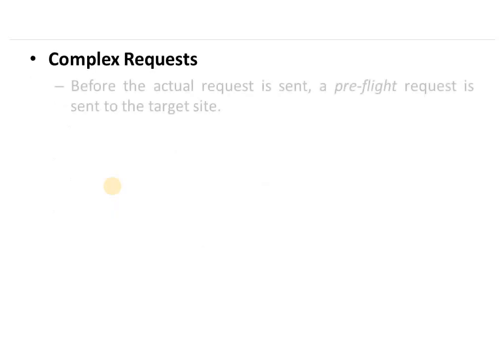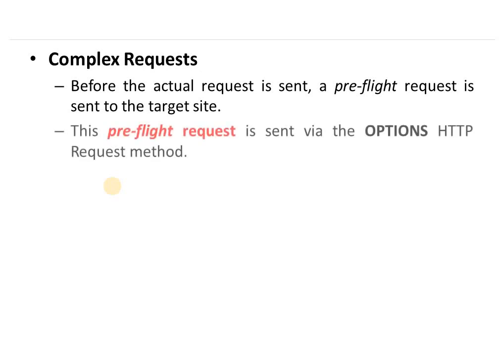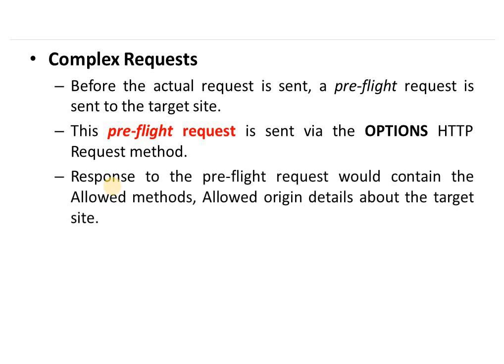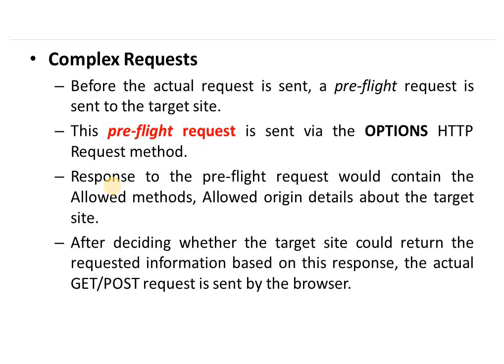Now, the second one is a complex request. It is also known as a preflight request. Before the actual request is sent, a preflight request is sent to the target site. It is just like a trial version. This preflight request is sent via the OPTIONS HTTP request method. The response to the preflight request contains the allowed methods and allowed origin details of the target site. After deciding, based on this response, whether the target site could return the requested information, the actual GET or POST request is sent by the user.